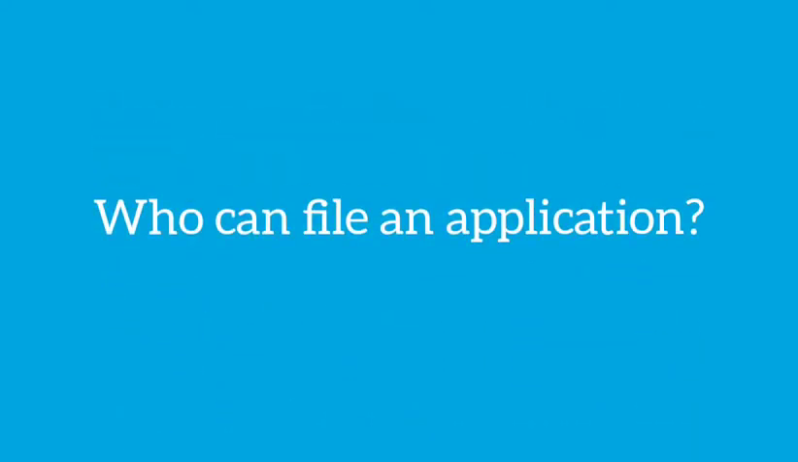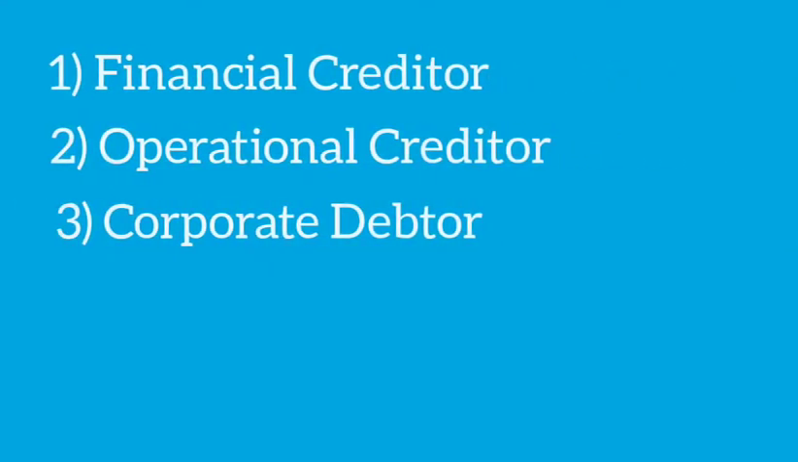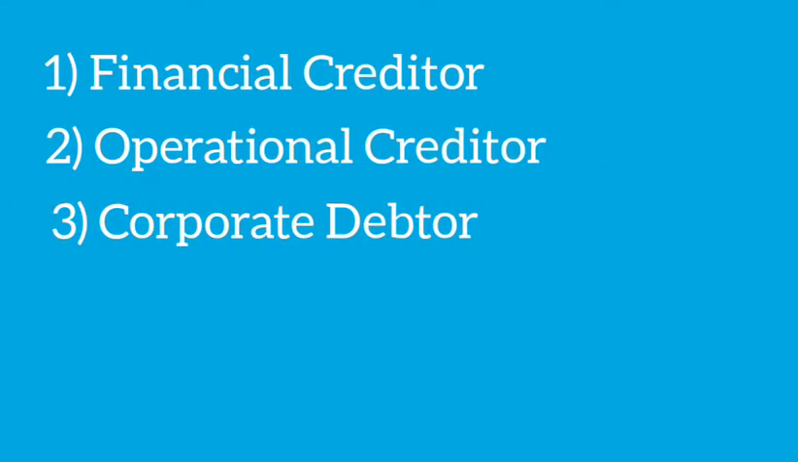Now, who can file an application with the NCLT for initiating a CIRP process against the corporate debtor? There are three of them: a financial creditor, an operational creditor, and a corporate debtor itself. So let us understand the procedure to be followed by each one of them for initiating a CIRP process.